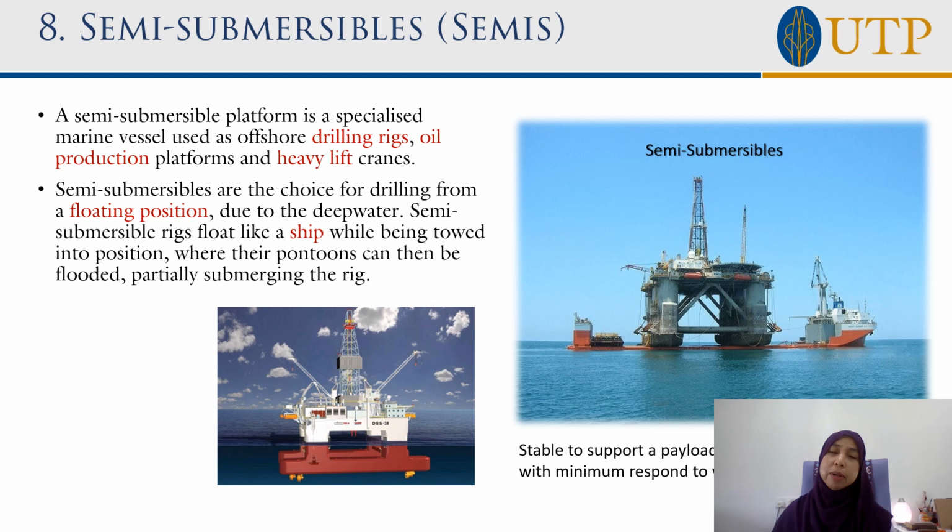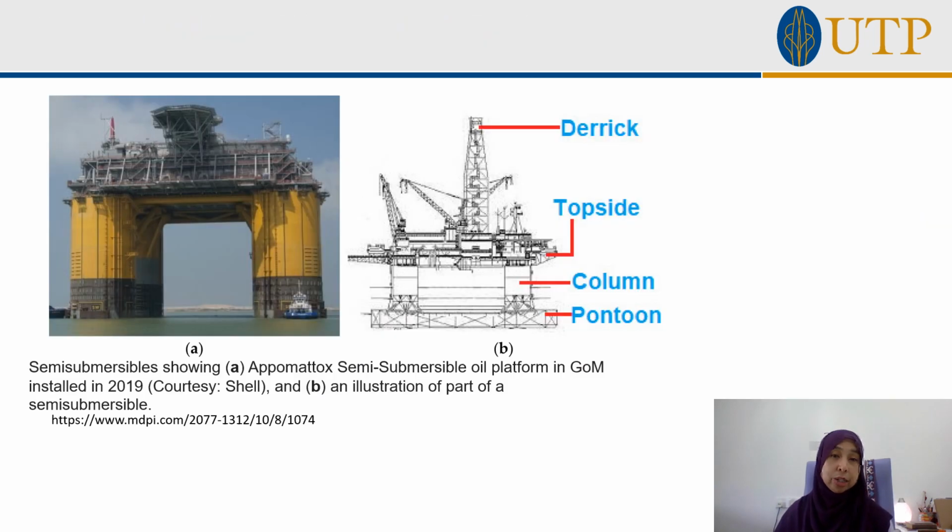And last but not least, I'm bringing you to semi-submersible. Sometimes they call it semis. So it is like a floater, a semi-submersible platform. It can do drilling, it can do oil production, and it can do heavy lift crane work. So it is a very stable, strong guy. It has certain compartments in it, but normally it will always be in the floating position. So this is the close overview of the different components of a semi-sub. It has derrick, two sides, columns, and pontoons.